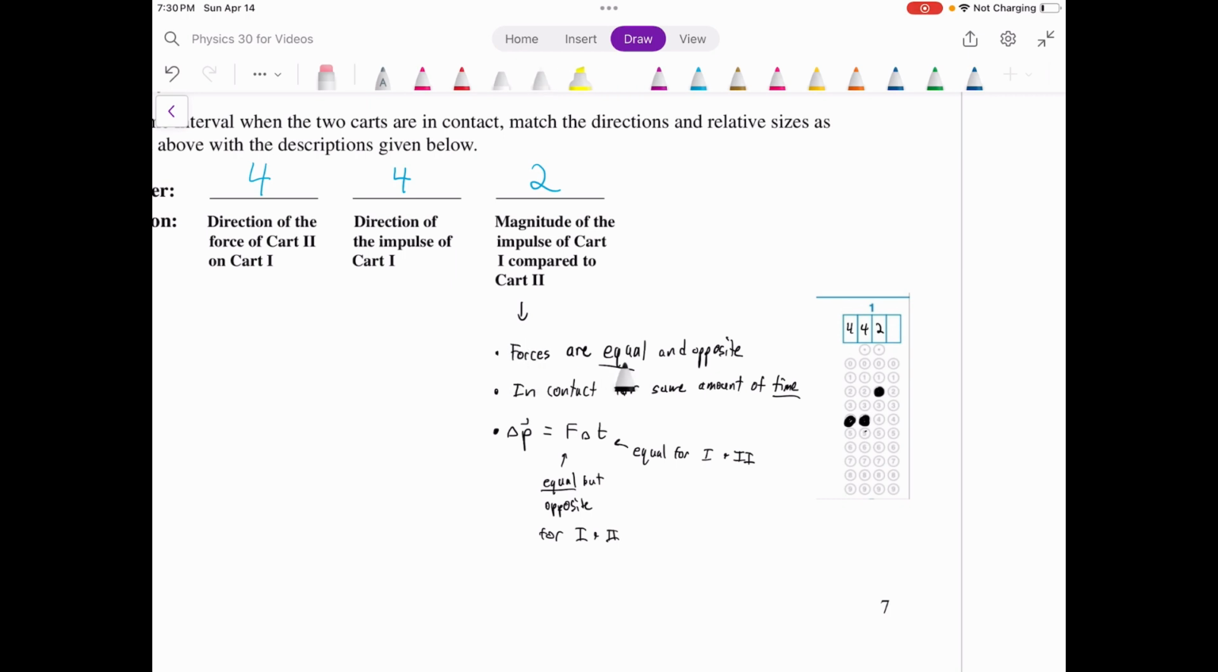The forces are equal and opposite while they're in contact, and they're in contact for the same amount of time. So if a change in momentum, an impulse, is a force times a time, and they're experiencing the same magnitude force for the same amount of time, they have to experience the same impulse.